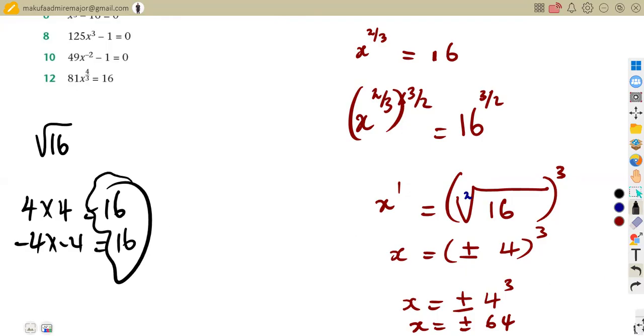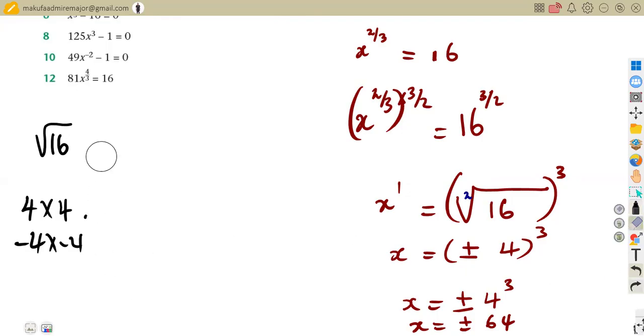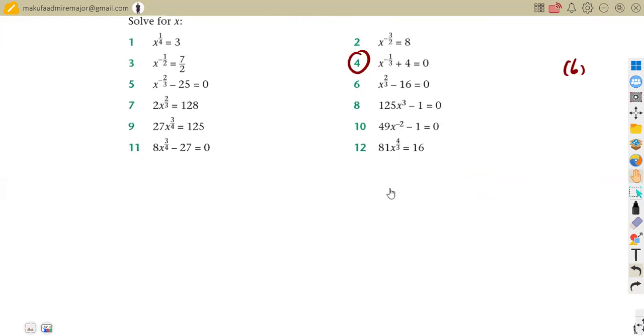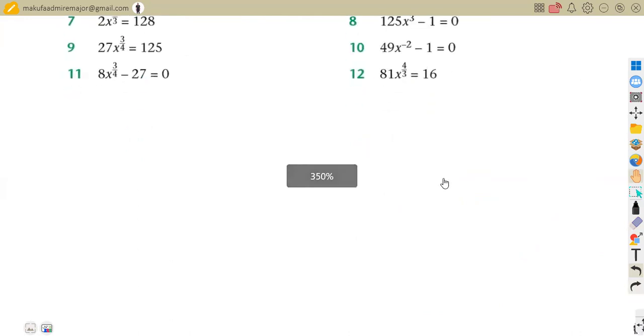But this does not apply to the cube root of a number. The cube root of a number, if it is positive, remains positive. If it is the cube root of a negative, it remains negative, not for the square root. The square root is the one that has plus or minus.